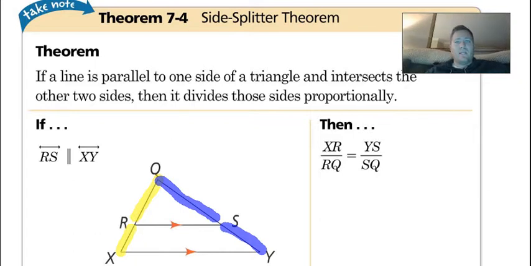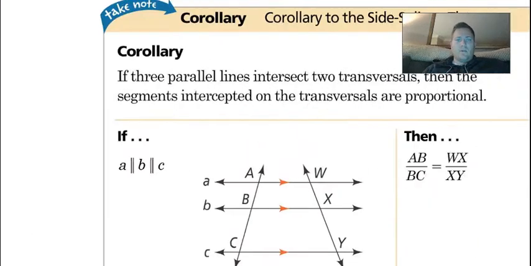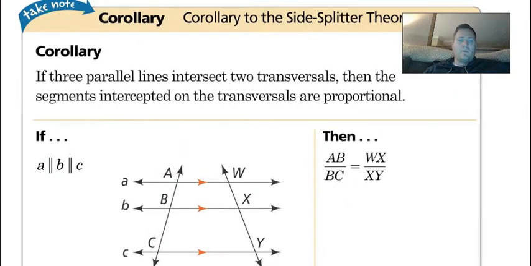Basically all we're doing is, because of this parallel line, it cuts it into two different triangles that are going to be proportional. Alright, my next one, very similar to this one right here, but instead of a triangle, we have the corollary, which is the same type of thing: if we have three parallel lines, then the same thing is going to happen as far as our proportionality.